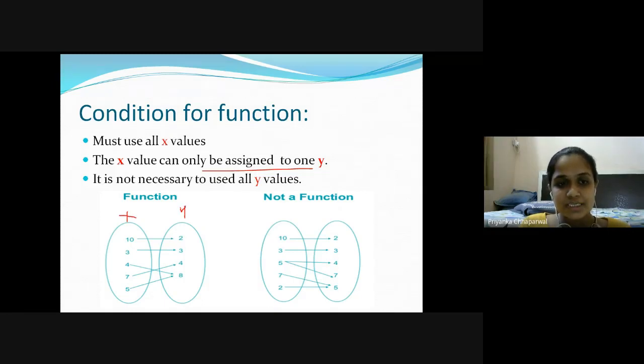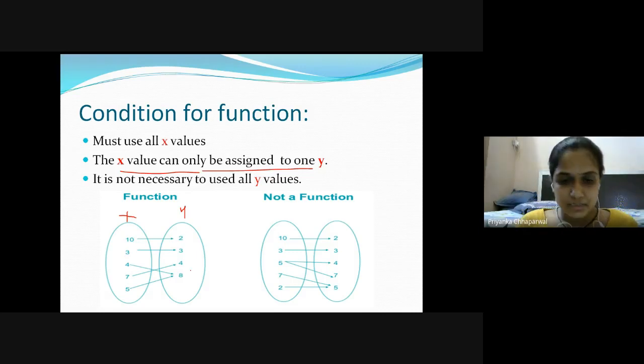So the first condition is that you should use all the x values. If you have to prove that something is a function, you use all the x values. Then the second condition is that an x value can only be assigned to one y, meaning every x value will have only one image in y. And the third condition is that it is not necessary to use all the y values, and then it is a function.